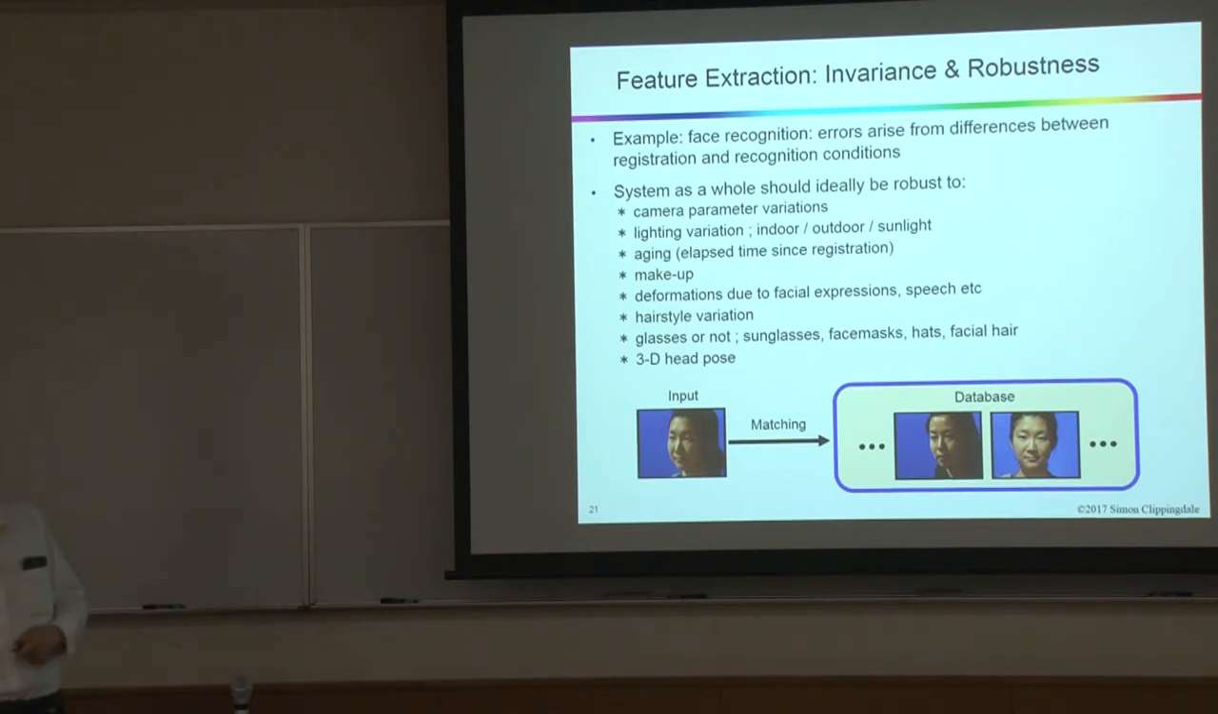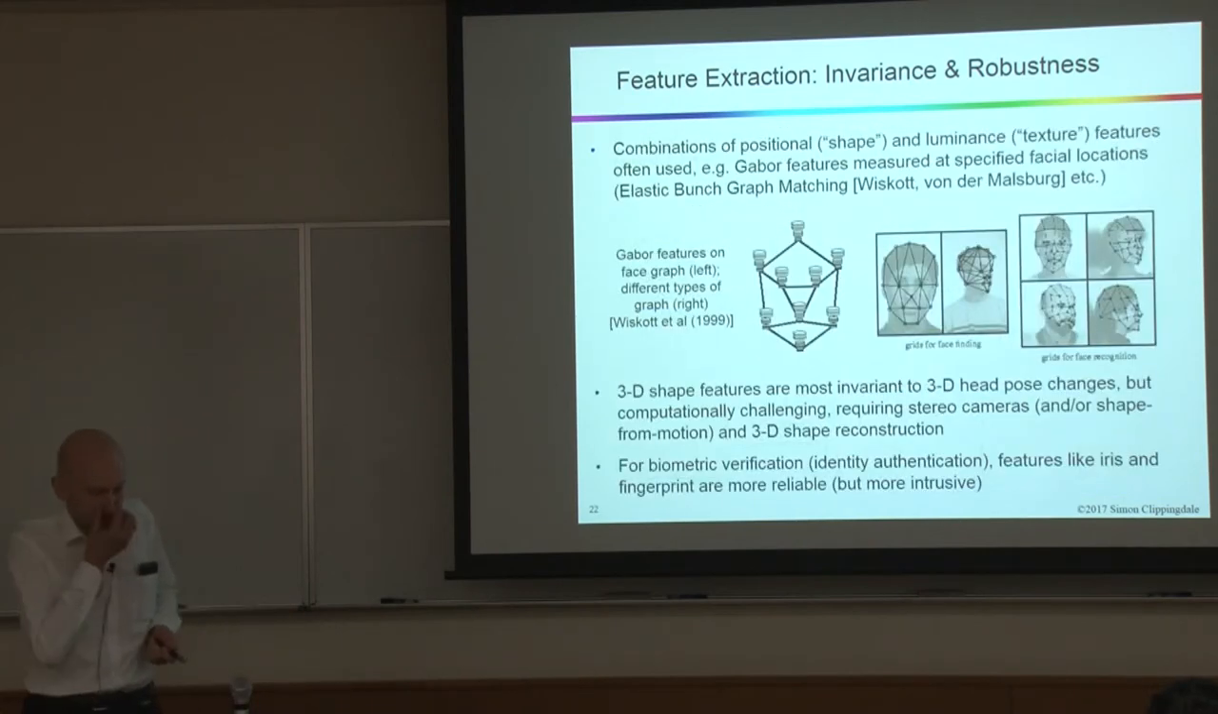Here's an example of what can go wrong if you approach the problem too naively. Here's an input image. Here are two people in the database, one of whom is this person, but if you just compare these images naively, a pixel by pixel comparison, you're probably going to find that this image is more similar to this one than this one. However, you can see that this is in fact the correct answer. So this is an example of the kind of variation that you have to try to overcome when you're designing a recognition system.